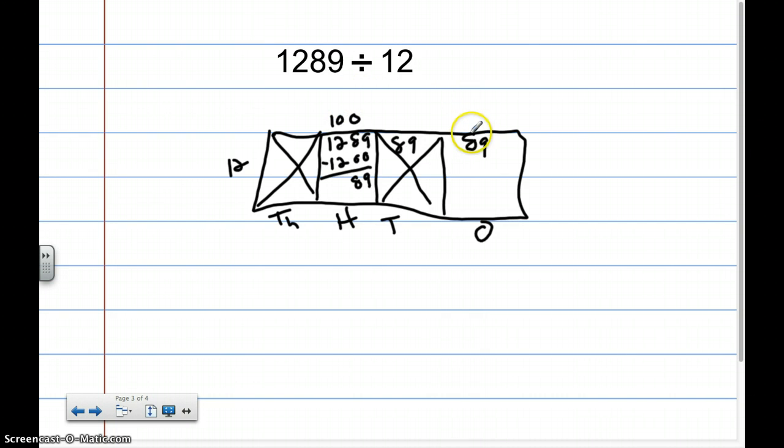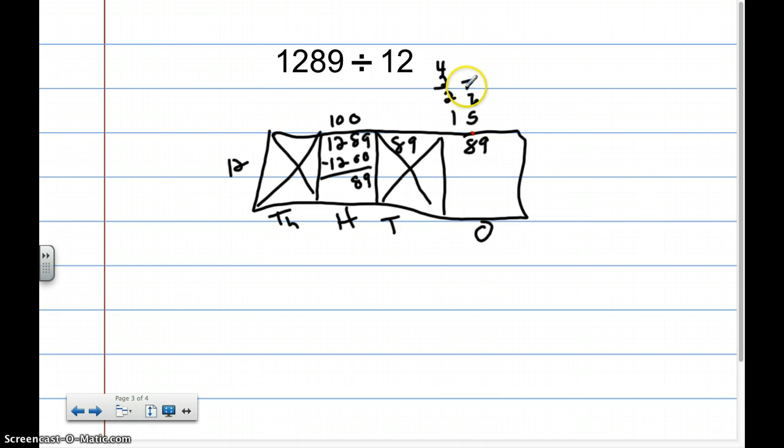So now I can go 12 times 1. Whoops, I've changed it to red, sorry. Let me fix this. Back to the 89. 12 times 1 is 12. 12 times 2 is going to be 24. 12 times 3 is 36. 12 times 4 is going to be 48. 12 times 5 is 60. 12 times 6 is going to be 72.